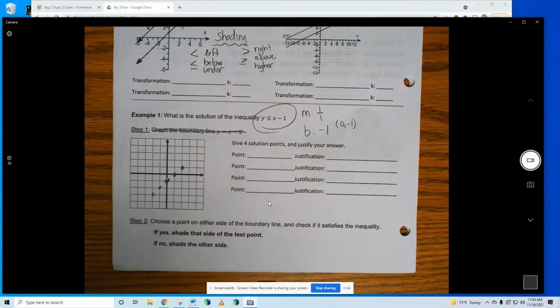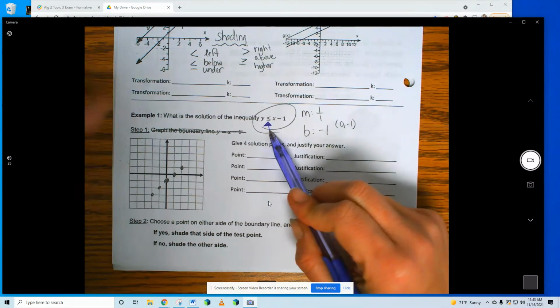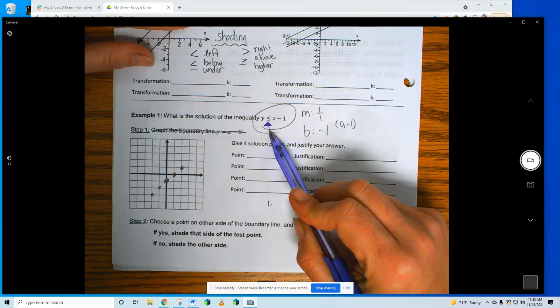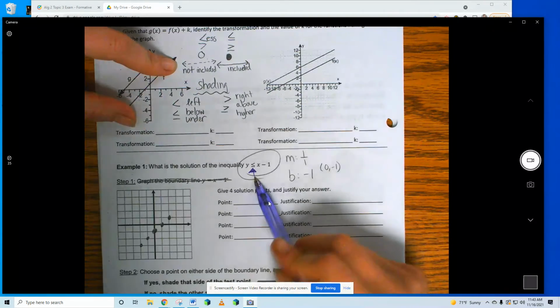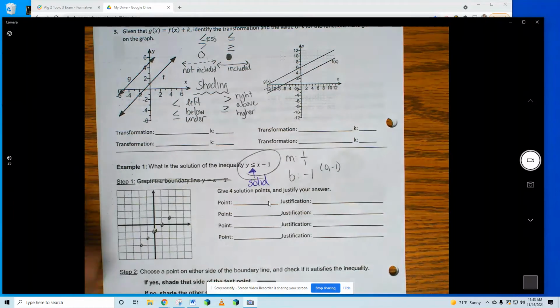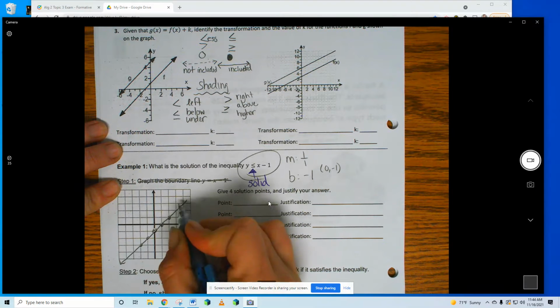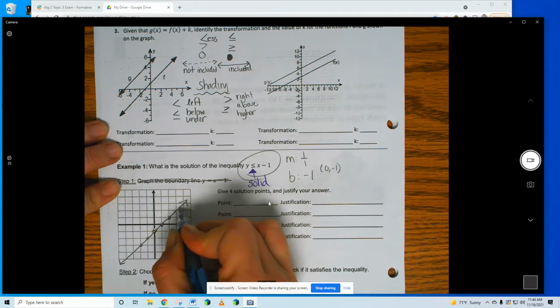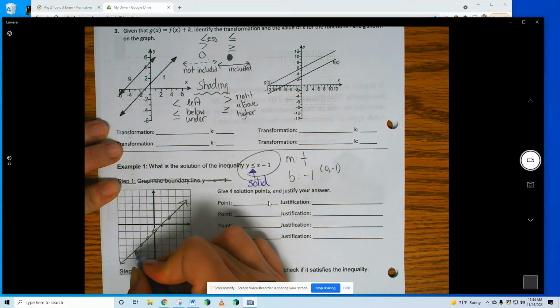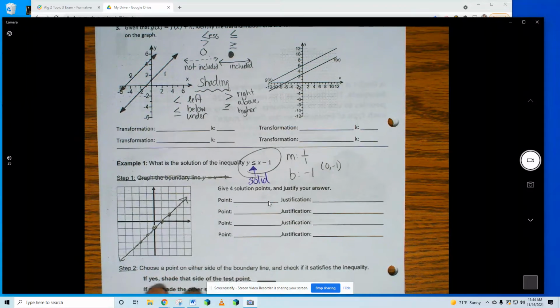So I'm not ready to make a line yet. I have to talk about this. Right here, it says less than or equal to. Is that a dotted line or a solid line? Solid line. So now you have my A-OK to make a dark solid line through it. Every ordered pair on this line is a solution. And I'm going to shade and find more solutions.